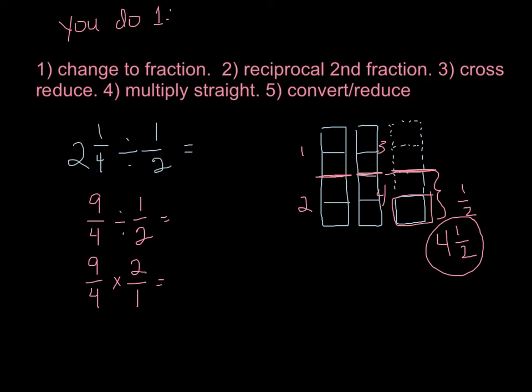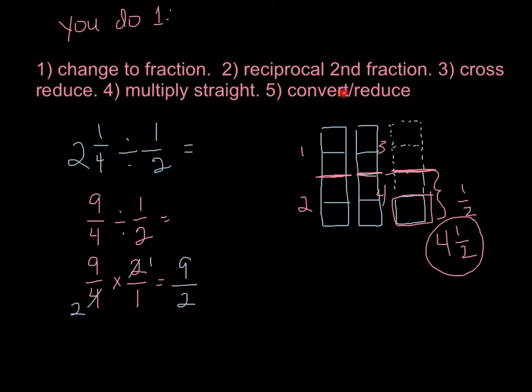Now that they're that way, it's multiply, so I use my multiply steps, cross reduce. 9 and 1, no, nothing goes into both of them. 2 and 4, yeah, 2 will go into both of those. 2 goes into 2 once, and 2 goes into 4 twice. Multiply straight across. 9 times 1 is 9. And 2 times 1 is 2.